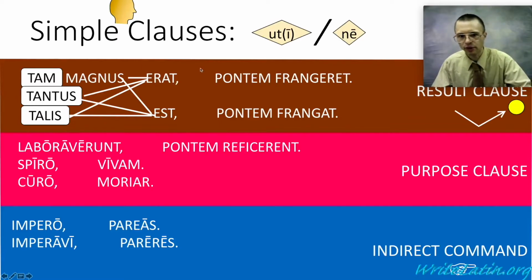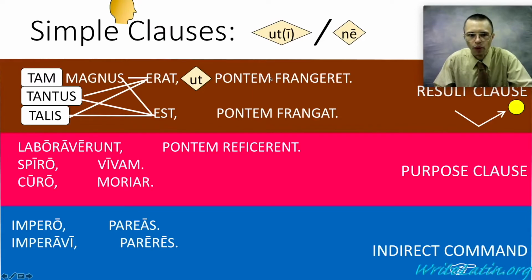So great he was that he would break a bridge. Now, hopefully, you will never say something this cruel to someone. That's really not nice to say, but it demonstrates what a result clause is. That something is so much that, in theory, it would result in some way. Tantus is the same. Tantus erat, so great he was that he would break a bridge. Or talis, such he was as would break a bridge, and so on.